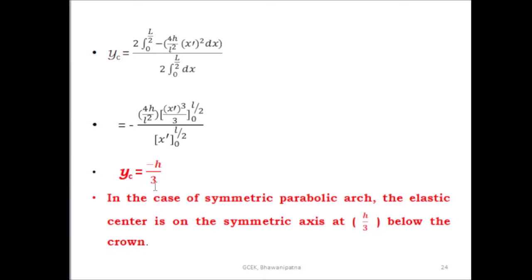This is the value YC, the distance between the crown and the elastic center, and this value is equal to minus H by 3, where H is the height of the parabolic fixed arch. In the case of symmetric parabolic arch, the elastic center lies on the symmetric axis at H by 3 below the crown.